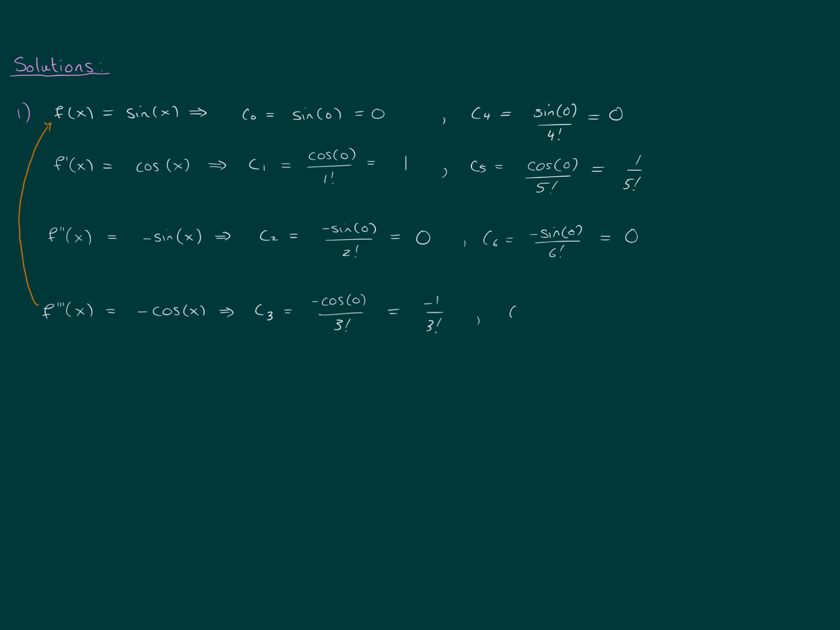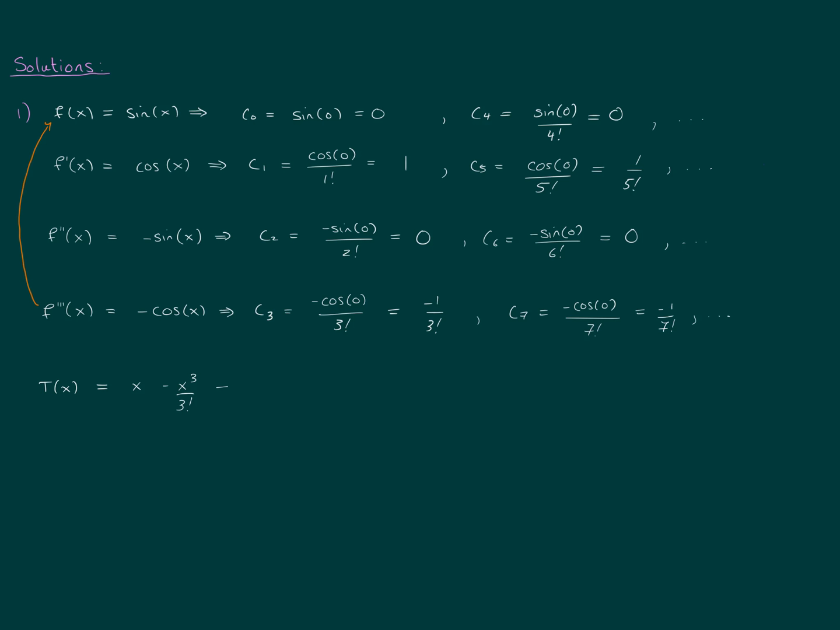C7 is minus cosine 0 over 7 factorial, which is just minus 1 over 7 factorial. So I keep cycling through these four derivatives. The only thing that changes is the factorial on the bottom. Every single time I'll have either sine 0, cosine 0, or minus sine 0, or minus cosine 0. So T(x), if we look at this, we'll notice that all of the even c's are gone. We're only left with the odd ones, and they alternate in sign.